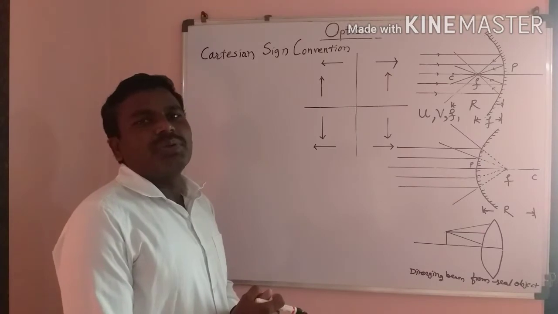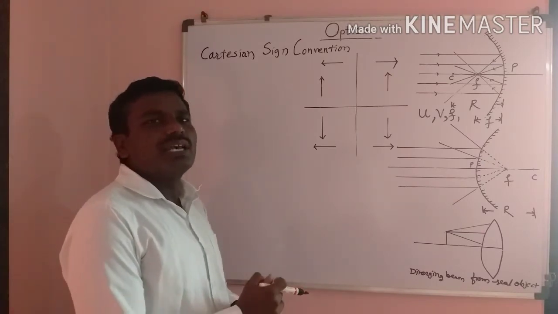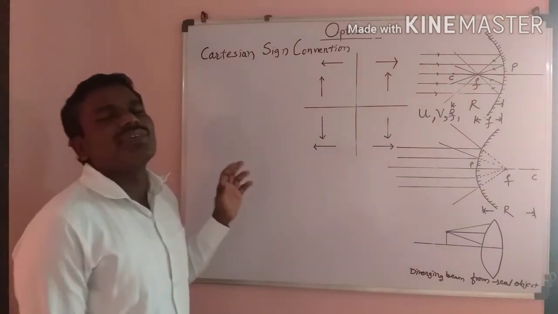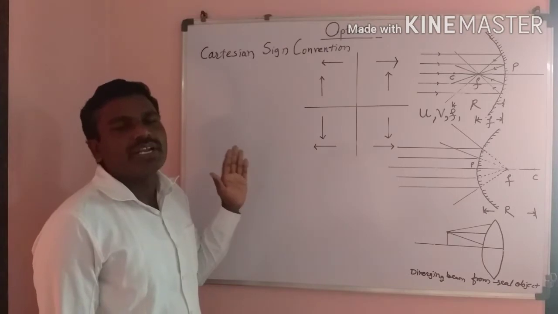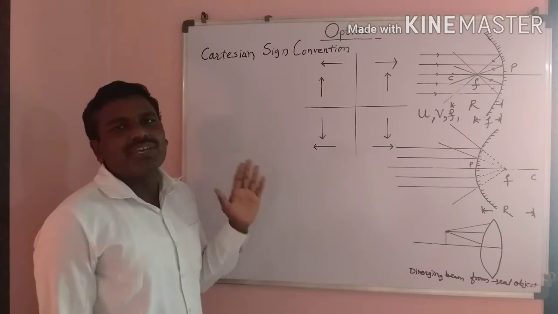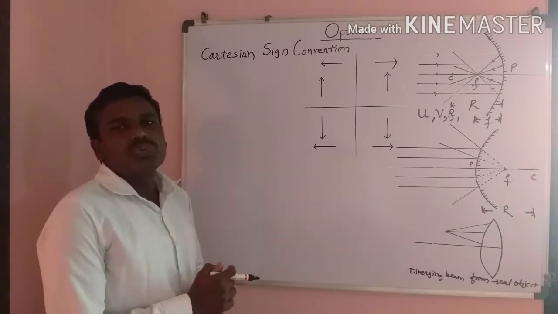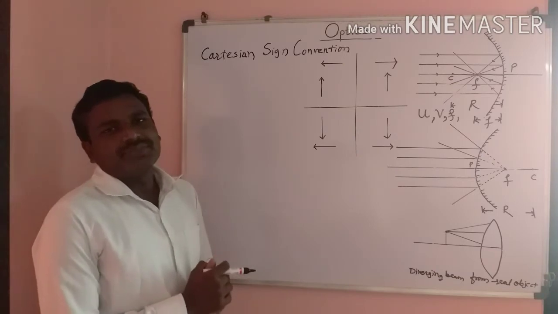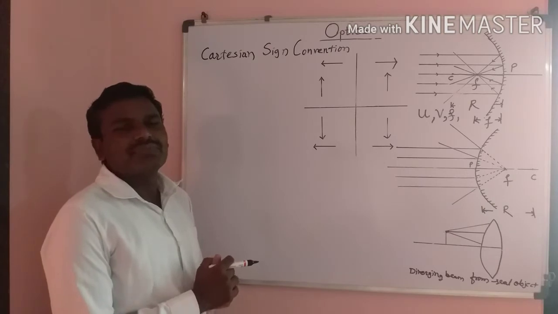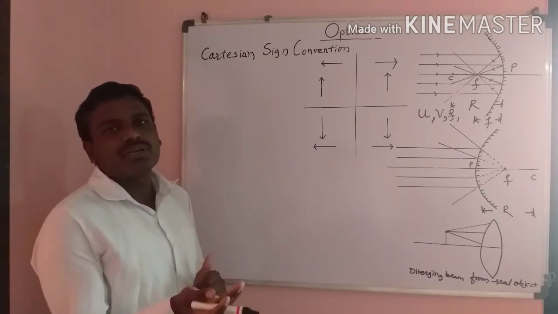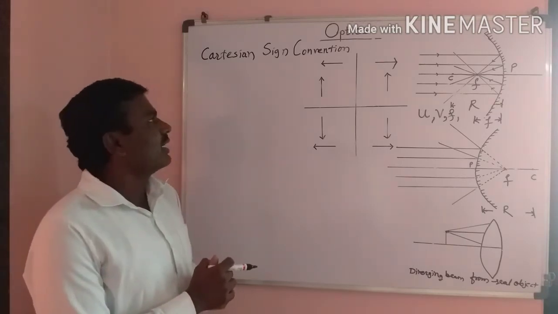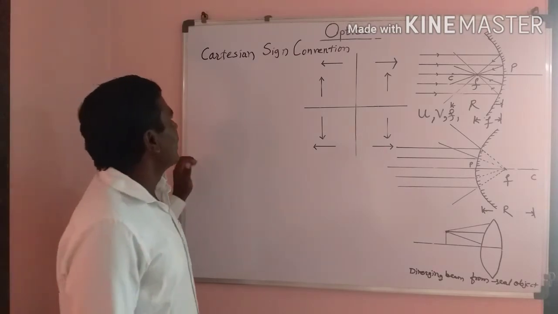While deriving any formula or using a formula in geometrical optics, sign conventions are mostly used, or rather, they are necessary. These sign conventions are analogous to coordinate geometry. We know that in coordinate geometry there are the first quadrant, second quadrant, third quadrant and fourth quadrant. We have learned those points in mathematics.